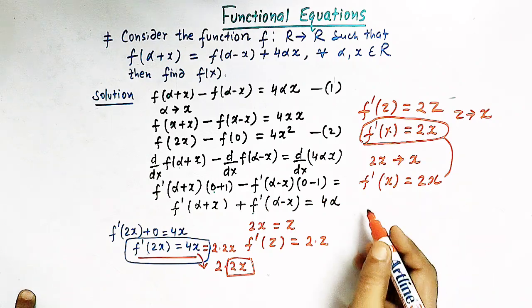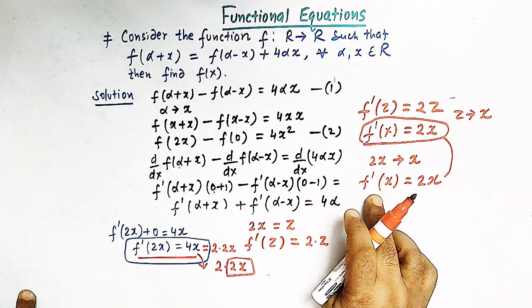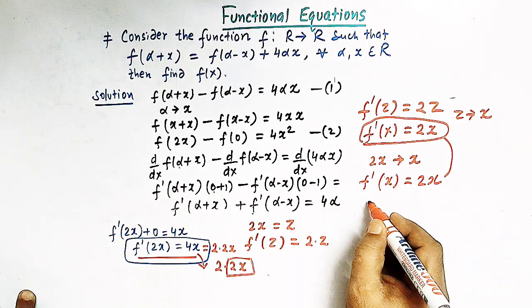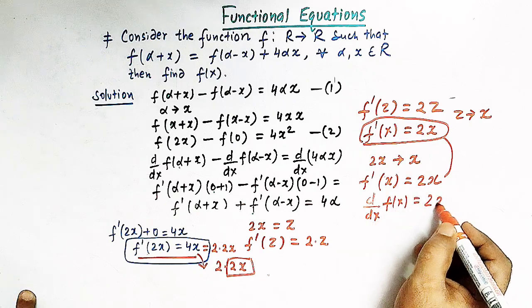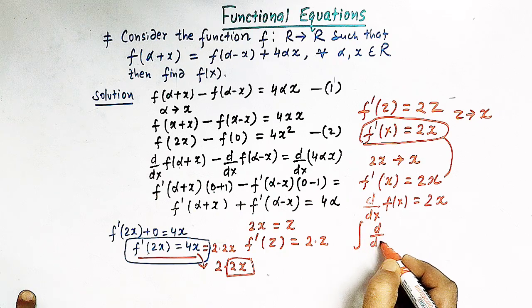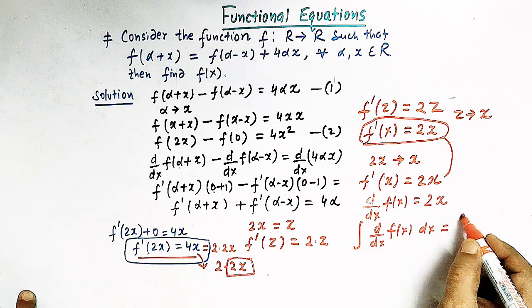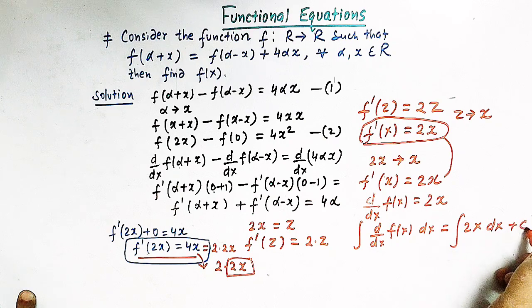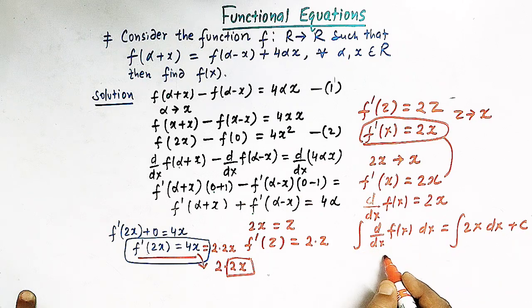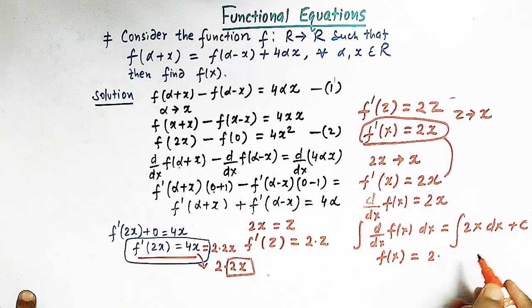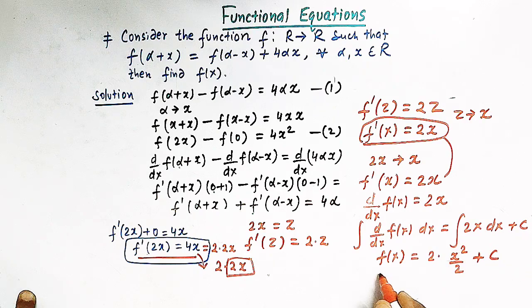So this is a differential equation, and we have to solve this differential equation by integrating both sides with respect to x. So we can write f prime of x as d by dx of f of x, that is equal to 2x. Now integrating both sides with respect to x, we have here 2x dx, and c is the constant of integration. So the integral of d by dx of f of x is simply f of x, and here we have 2, and the integral of x is x square over 2, and here c is the constant of integration. So we have f of x is equal to, here 2 and 2 get cancelled, so we have x square plus c.